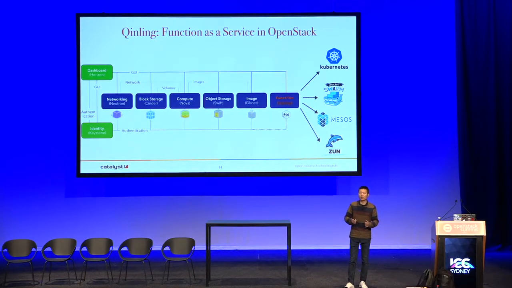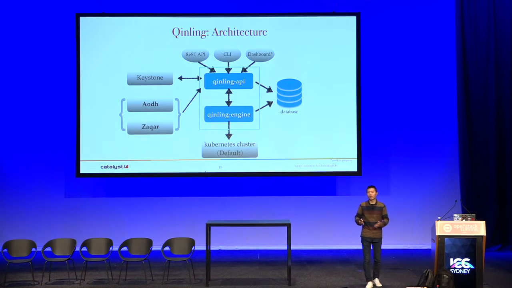But it could be very easy to add other options. You can use Swarm, you can use Mesos, or you can even use the Zun service in OpenStack. Zun is a container management service in OpenStack. And the architecture of Qinling is very simple. It only consists of two components, the Qinling API and the Qinling engine.